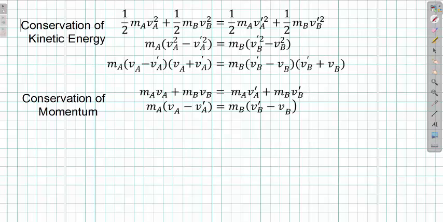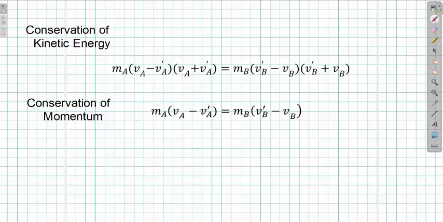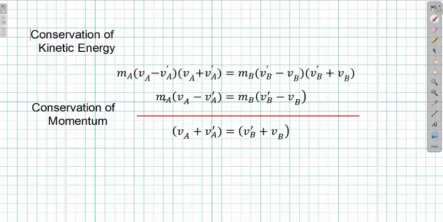Now let's look at what we have. We have conservation of kinetic energy in this formula. We've got conservation of momentum in this formula. There's a lot of similar terms. If you look close, you can see we can actually divide our terms. And when we divide, we end up with this equation.